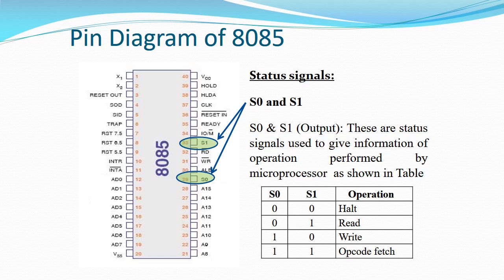Whenever S0 is 0 and S1 is also 0, it means that it is a halt operation. Halt operation means the microprocessor is not doing anything. Whenever S0 is 0 and S1 is 1, the microprocessor is performing a read operation. Whenever S0 is 1 and S1 is 0, the microprocessor is performing a write operation. And whenever S0 is 1 and S1 is also 1, the microprocessor is performing an opcode fetch operation, which is nothing but reading an instruction from the memory.